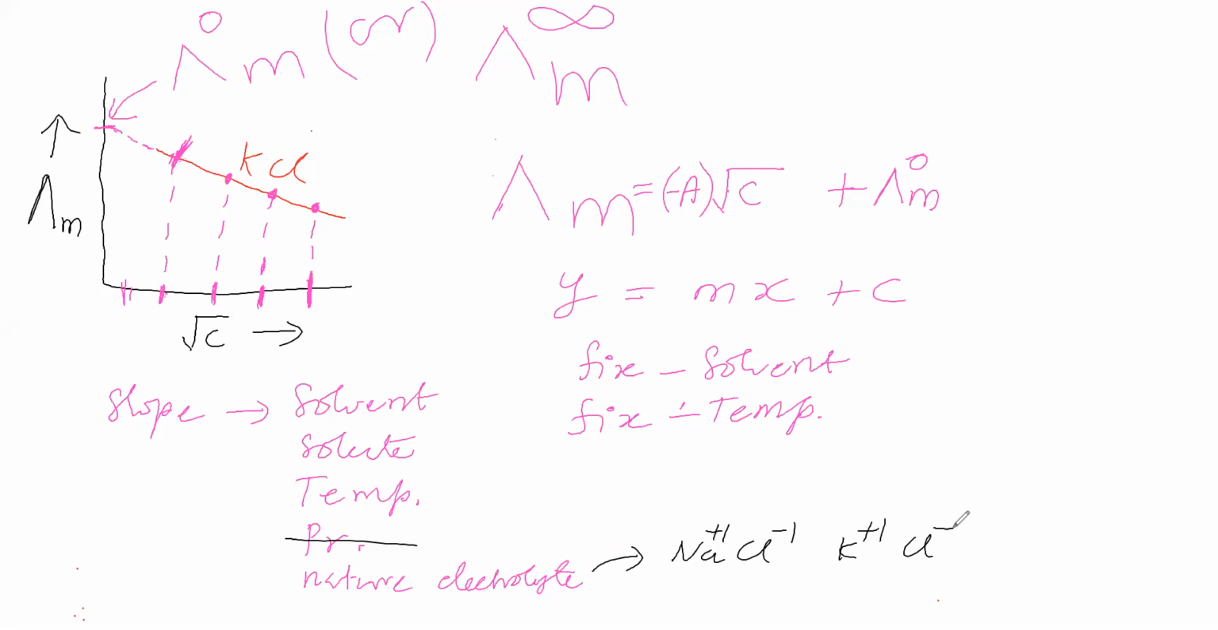Now, in what way are they different? Here the anion is the same, Cl minus. The cation is different, so the extent of hydration is different. So the size of solvated ions is different. But the charge remains the same. These two electrolytes differ in the size of solvated ions, but the charge remains the same. Here charge plus 1, here also charge plus 1.